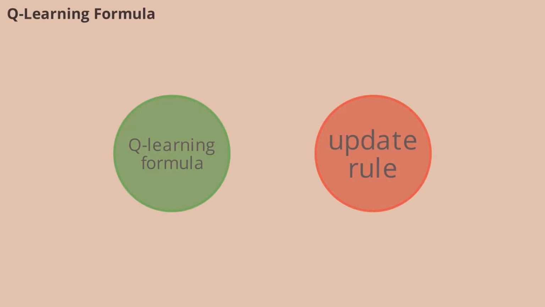The core of Q-learning is its update formula. After taking an action and receiving a reward, the agent updates its Q-value using the formula Q(s, a) equals Q(s, a) plus alpha times, reward plus gamma max Q(s', a') minus Q(s, a). Here, alpha is the learning rate, and gamma is the discount factor. This formula helps the agent balance immediate and future rewards.